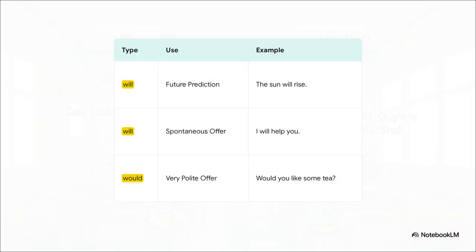Next up are will and would. Will is your go-to word for the future, masa depan. You can use it for predictions, I think our team will win, or for making a quick, spontaneous offer. Like if you see your friend carrying a lot of books, you can say, wait, I will help you. Now would takes politeness up another level. Ini lebih sopan lagi. It's perfect for making offers and invitations. Would you like some tea? Or would you like to study together? It just sounds so much friendlier.